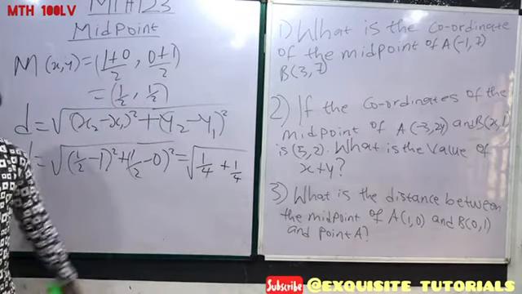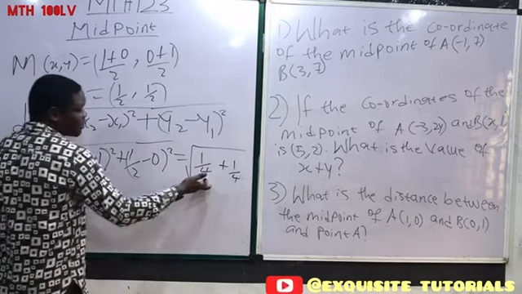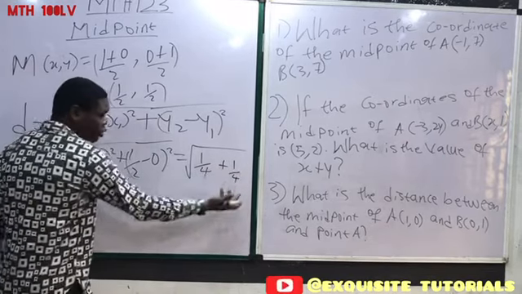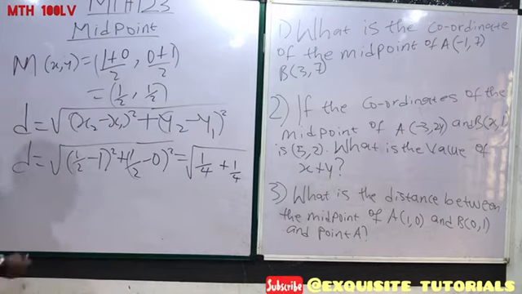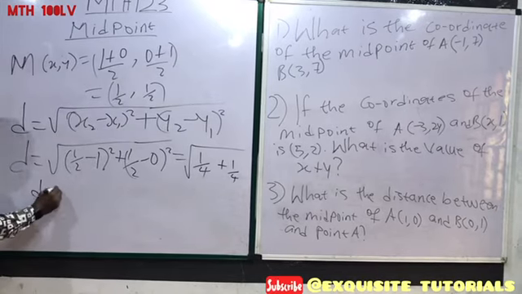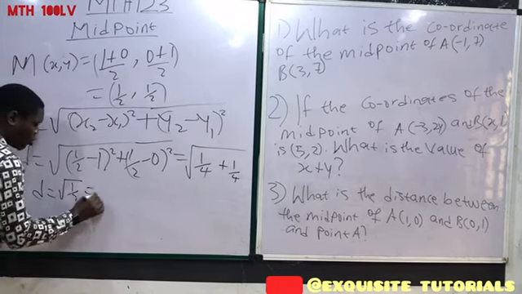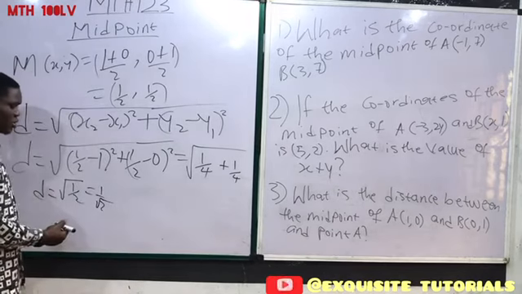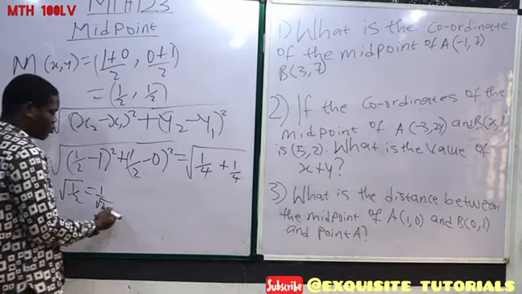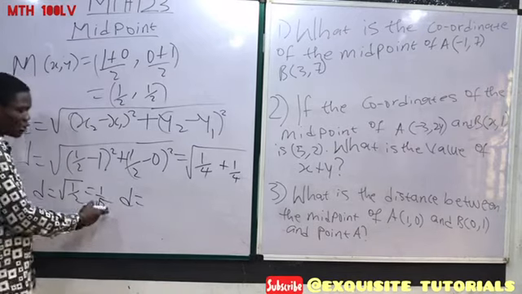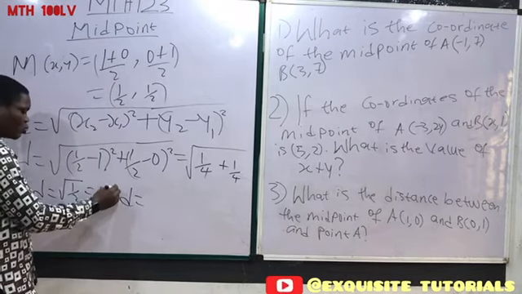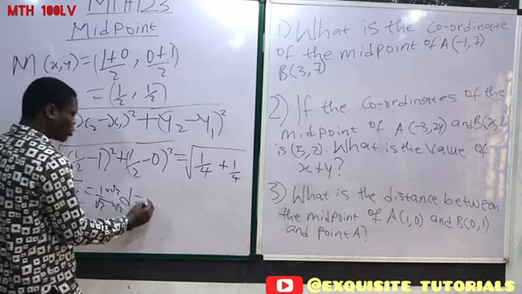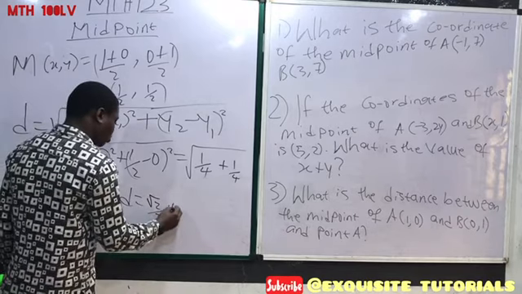1 over 4 plus 1 over 4 is just half, or you can say the LCM is 4, which is 1 plus 1, which is 2. 2 divided by 4 is 1 over 2. So the distance is square root of 1 over 2, or this is the same thing as 1 over root 2. Then with your basic knowledge of surds, if you rationalize this, you have times root 2 over root 2. So this becomes root 2 over 2 units.